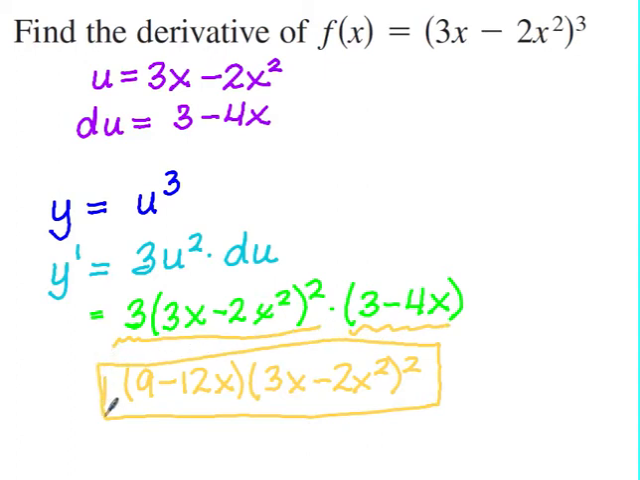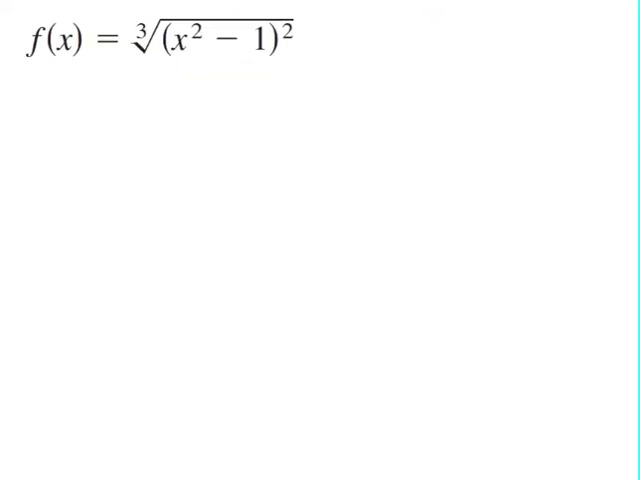Now, just a little tidbit. Come test time, if you forget the chain rule, there is another way to do this. And that is to multiply this out 3 times and then just find the individual derivatives. So you would FOIL out 2 of them and then multiply by a third one. So that is an option. Let's go ahead and look at this one.